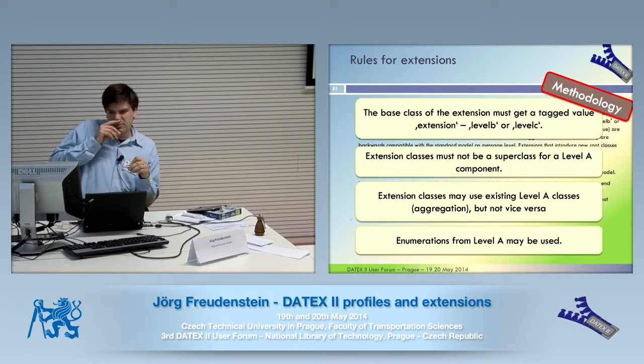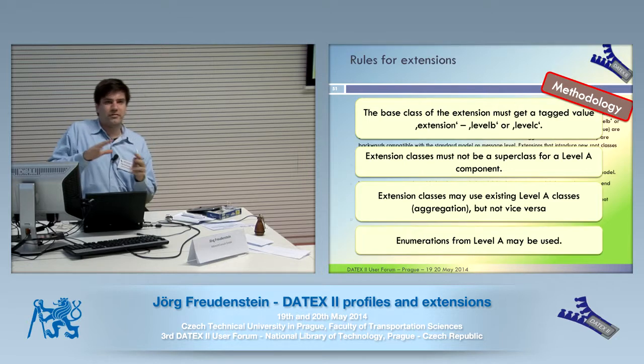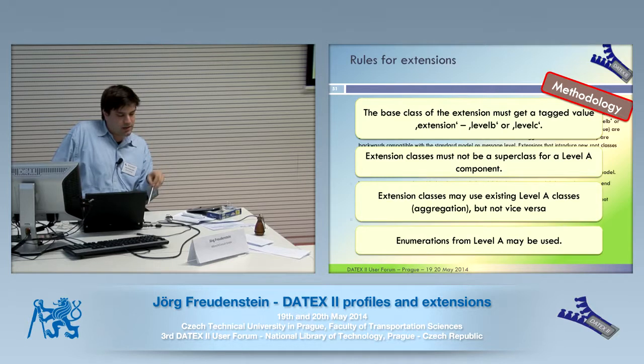So when you make an extension, you can say my extension class should have elements from level A. We did that in the parking model, because the parking model, which is an extension, uses the area. For example, area is a level A class, and this is exactly the case. In a level B extension, we use level A elements. And you are also allowed to use enumerations from the level A model.